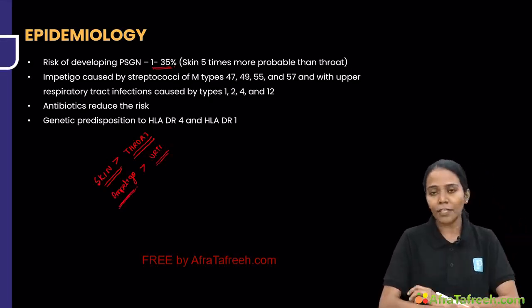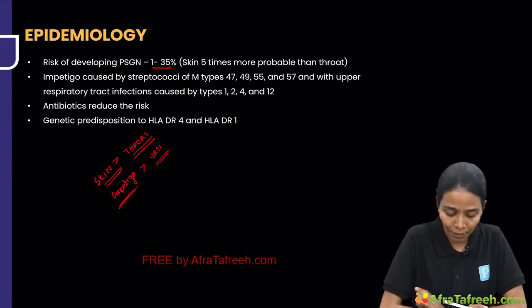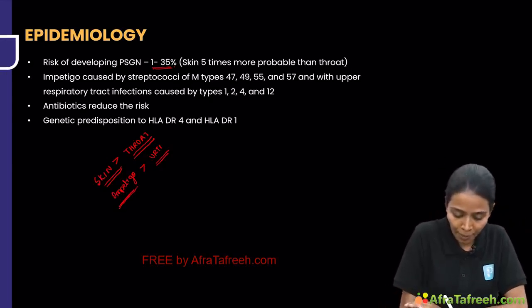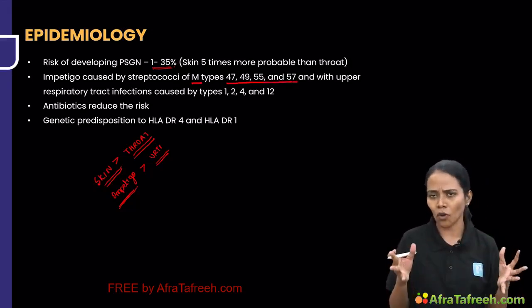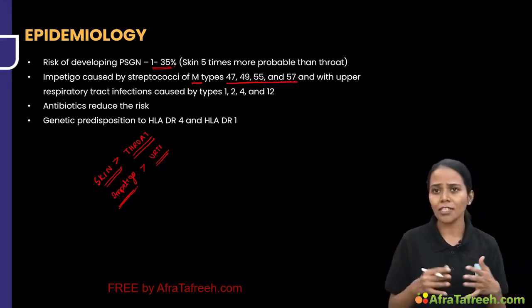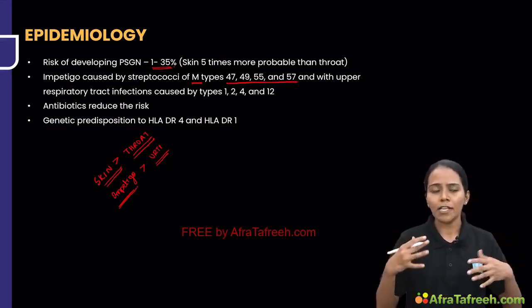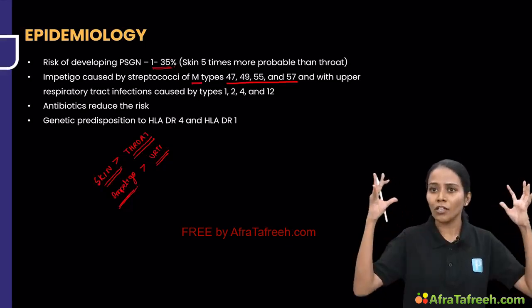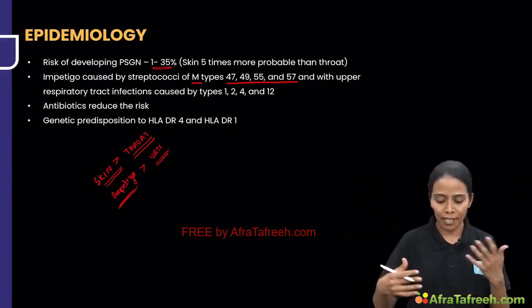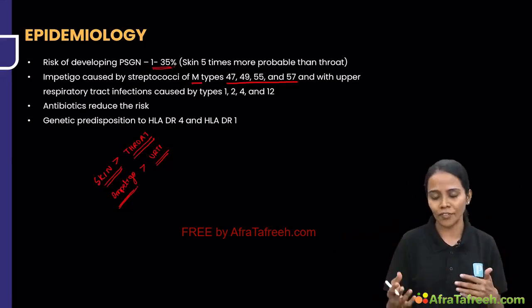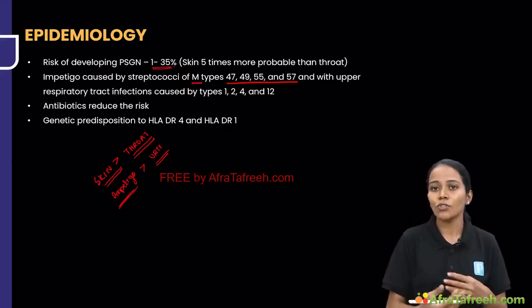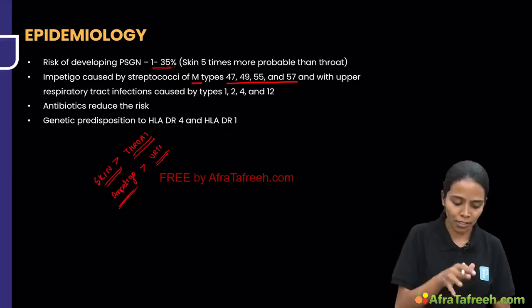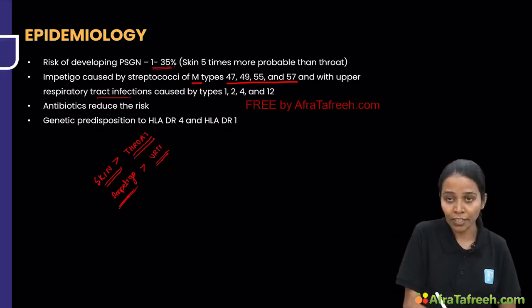Okay, so impetigo is caused by streptococcus strains M47, 49, 55 and 57. See, generally these numbers are not asked, but even if they're asked in an option, how you can remember is, you know that skin is a large organ, so the larger numbers go to the skin, like 47, 49, 55 and 57. Whereas the respiratory tract is smaller when compared to skin. So you can remember the smaller numbers go to the respiratory tract. So respiratory tract infection is caused by 1, 2, 4 and 12.